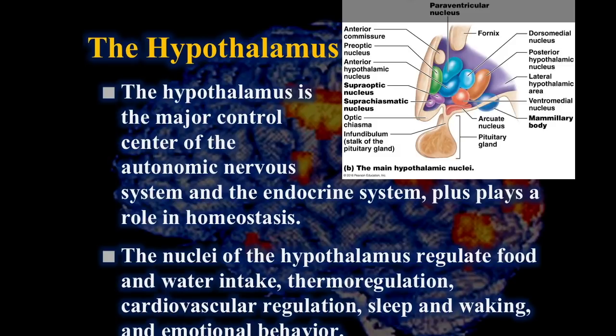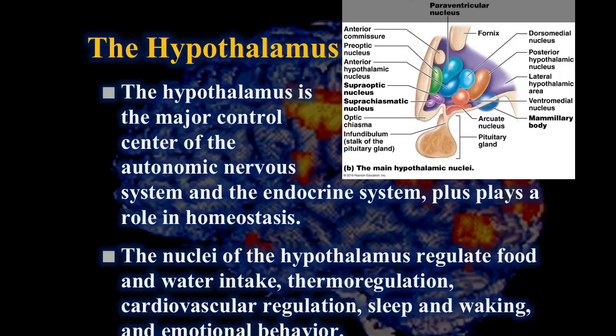The hypothalamus also helps you regulate your food and water intake. So your hypothalamus is what tells you you're hungry, when you get your tummy all grumbly so you will eat. It also tells you when you're full so you don't overeat. And it tells you when you're thirsty, when you need water. Cardiovascular regulation: it helps maintain your set point for blood pressure and for heart rate and things like that.